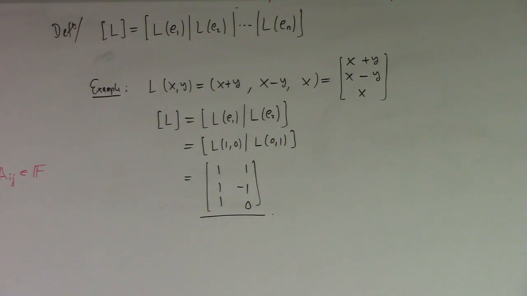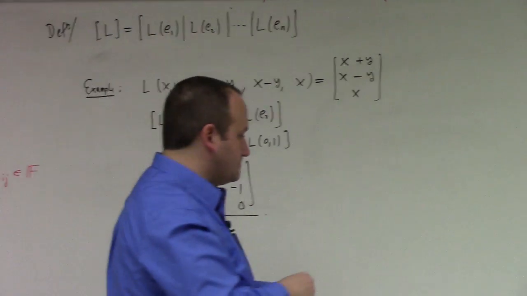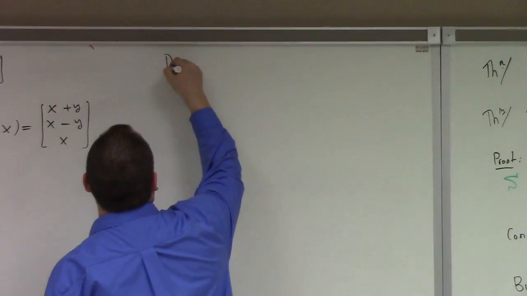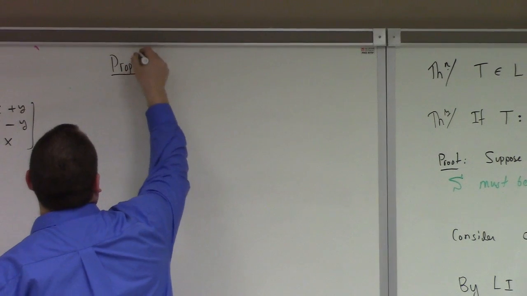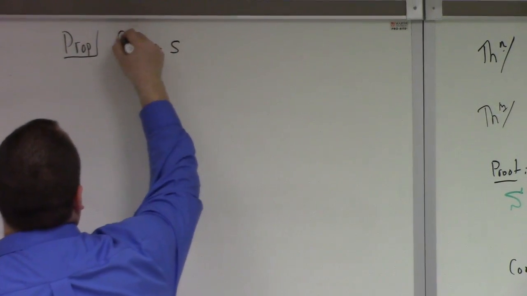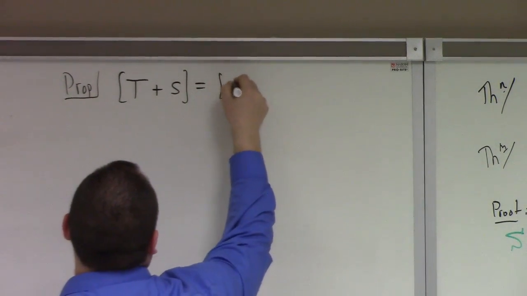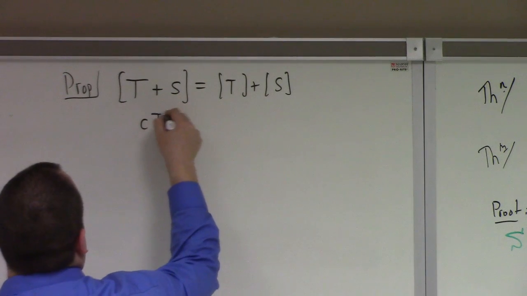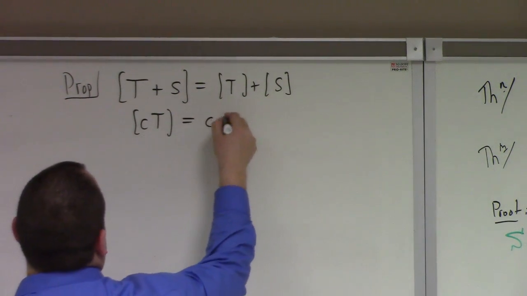I think you guys can find standard matrices, right? This isn't a bad part. All right, so properties of the standard matrix, they're really nice properties. If we have two linear transformations, the standard matrix of a sum is the sum of the standard matrices. That's pretty nice. The scalar multiple of a linear transformation is c times the standard matrix.